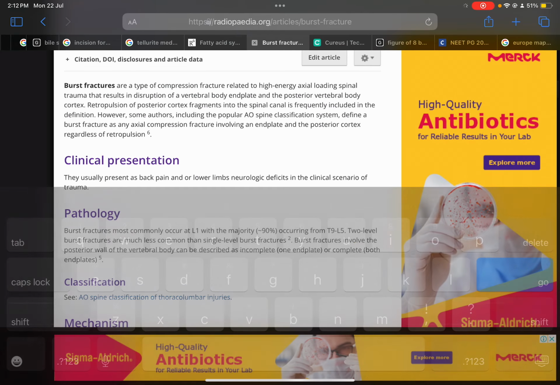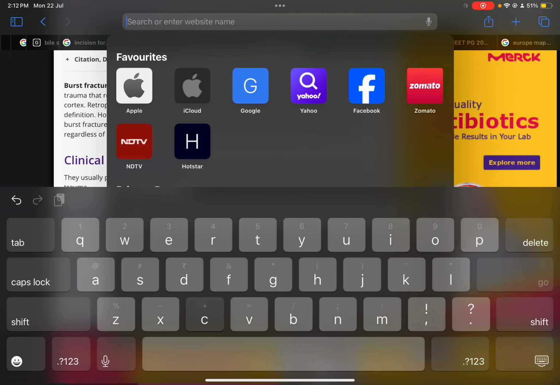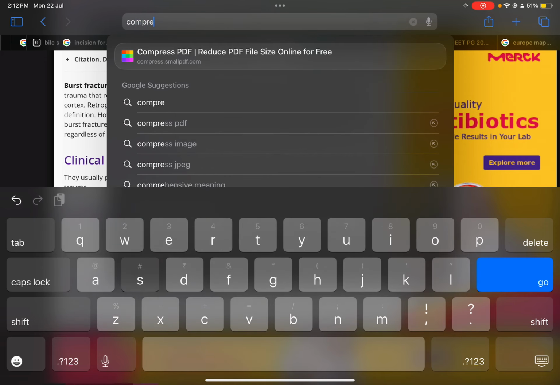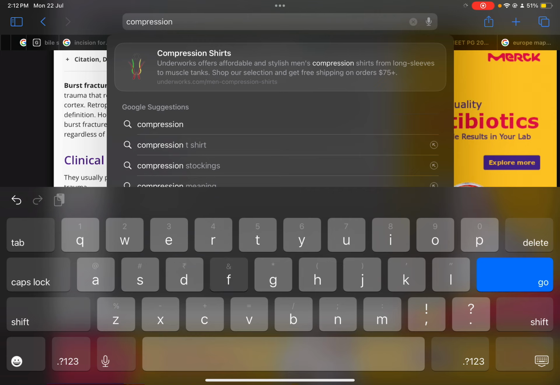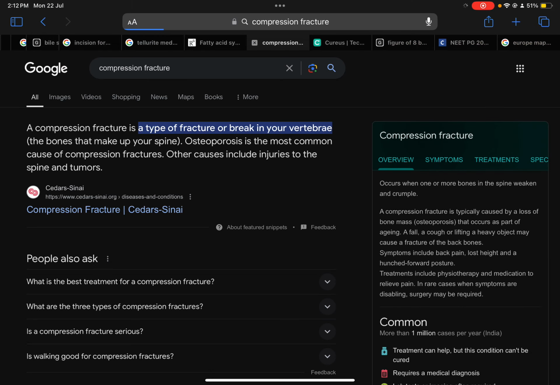I mean, I have to see that what is a compression fracture actually. I just don't know. Compression fracture.